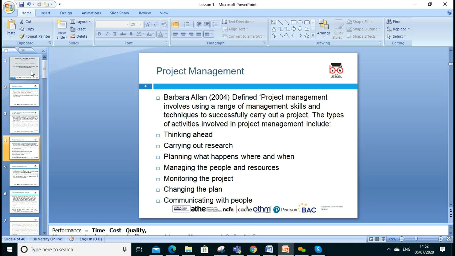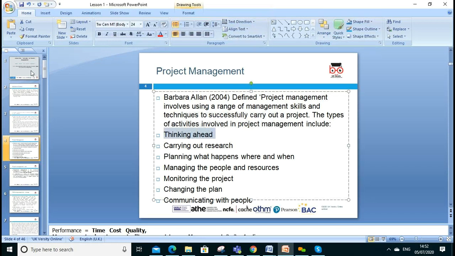Project management is defined by Ellen. Ellen said project management involves using a range of management skills. So we discuss skills. What sort of skills? We need interpersonal skills. You need to be good at understanding. You need good forecasting skills. We need good estimation skills. We should have good management skills. All these skills are required, and these are the activities involved in management.